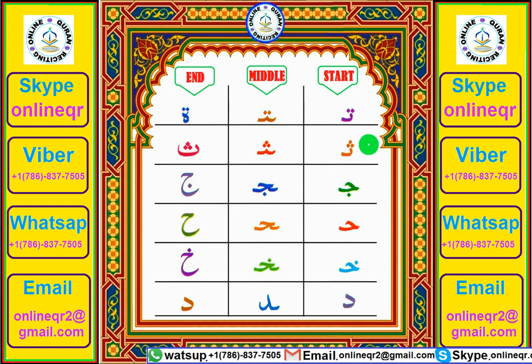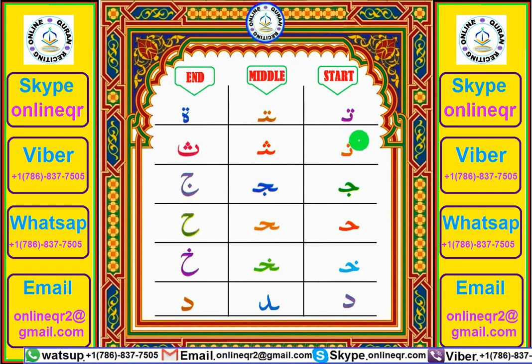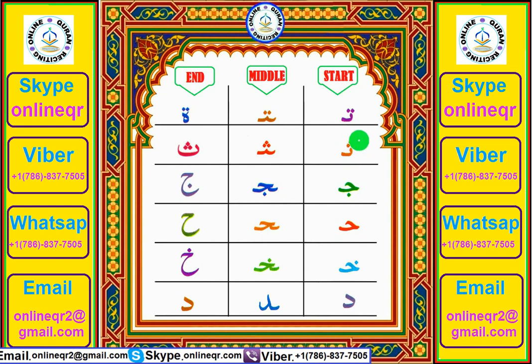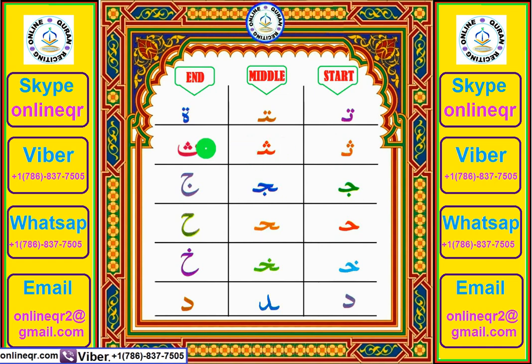This is sa. When it is used in a sentence, this is the shape of start. In the middle, like this, and in the last, the shape of sa, like this.